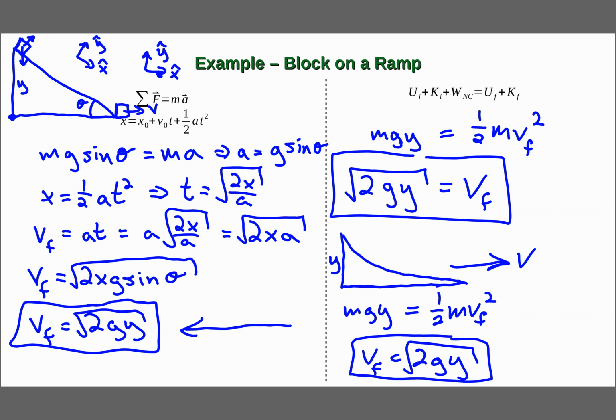It doesn't matter if I drop down, if I jump off the back. It doesn't matter if I slide down the front. And it wouldn't matter if the ramp was shaped like this, with a loop-de-loop in it, but this height was still y. When I get down to the bottom, I will have the same speed if I don't have non-conservative forces pulling energy out of the system. That is to say, if I convert all of my gravitational potential energy into kinetic energy.